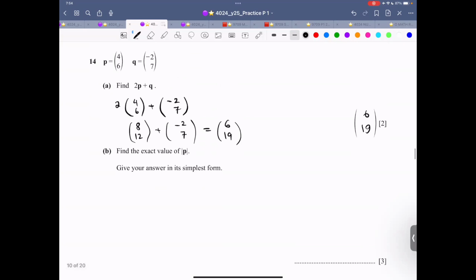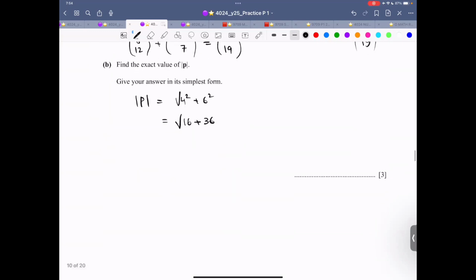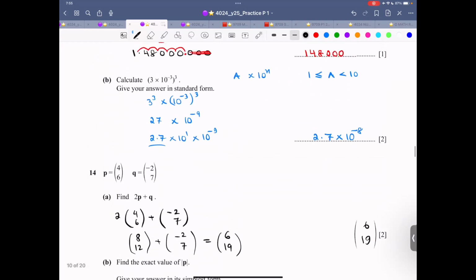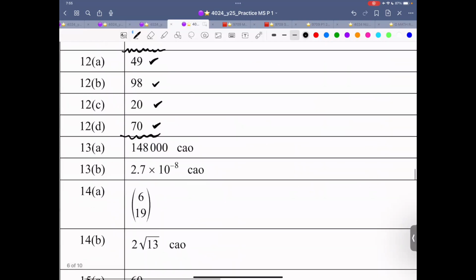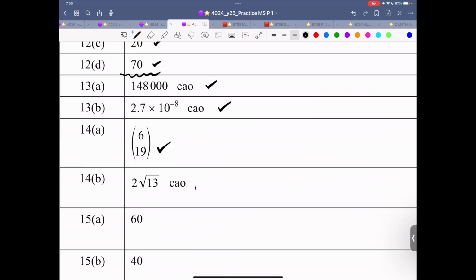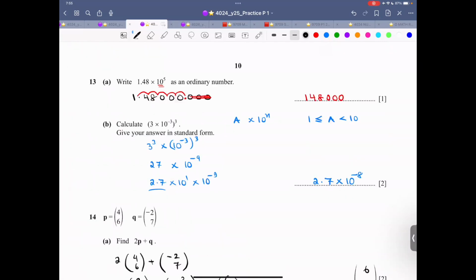Find the exact value of the magnitude of p. Magnitude of p, that is 4 square, 6 square, under root, that is 16, that is 36, under root. 16 plus 36 is what? 52 under root. This I can write as 4 times 13. I can separate out the square root. That's root 4, root 13. That is 2 root 13. So 2 root 13, 6 and 19, and this thing, let me double check. This thing done, this thing done, this thing done, this thing done. All good, all clear. Let's move ahead.